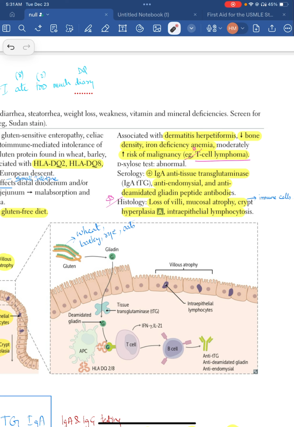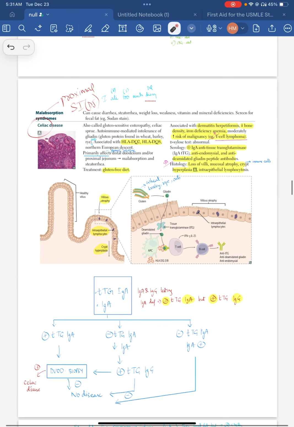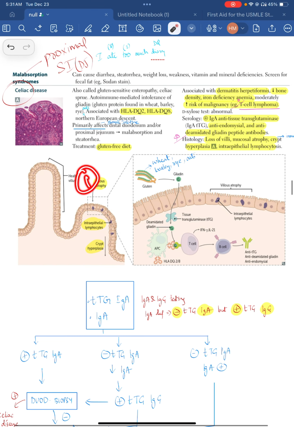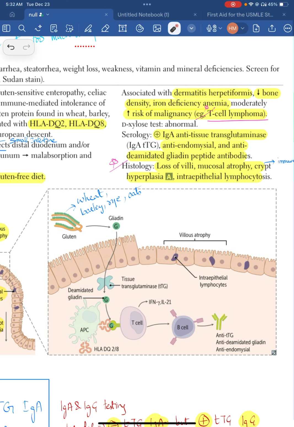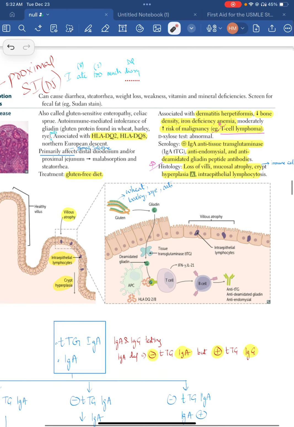In serology, IgA antibodies against tissue transglutaminase are seen, anti-endomysial is seen, and deamidated gliadin antibody is seen. Histology: you have loss of villi, mucosal atrophy, crypt hyperplasia, and intraepithelial lymphocytes. If you look at this entire diagram, you have your celiac disease. One more thing that you have to notice, there is increased risk of malignancy, that is T cell lymphoma.